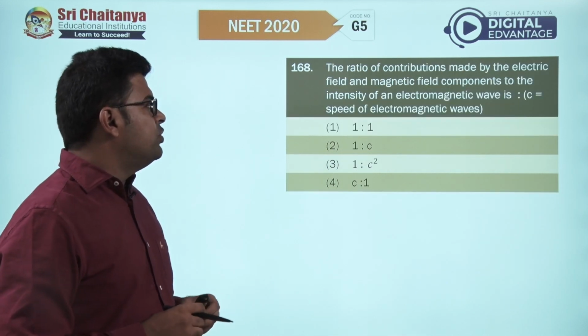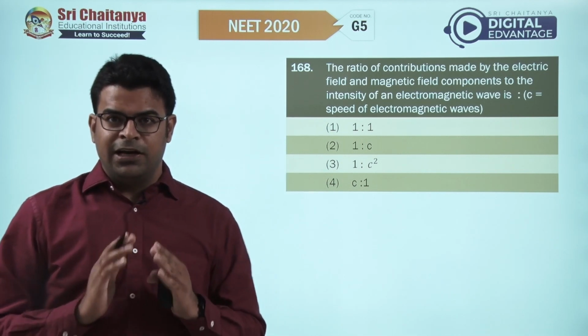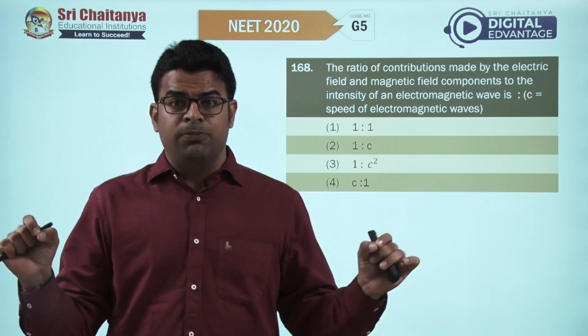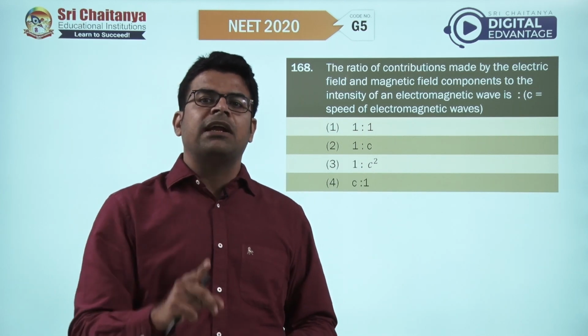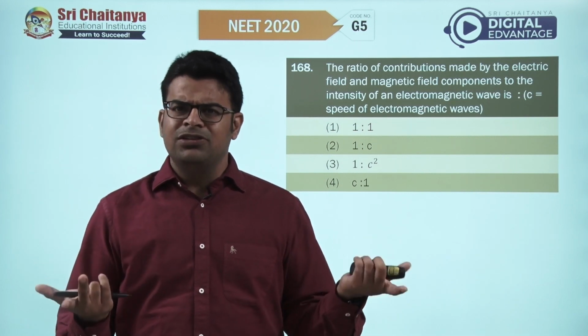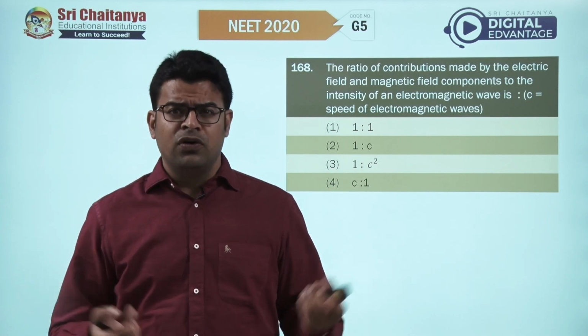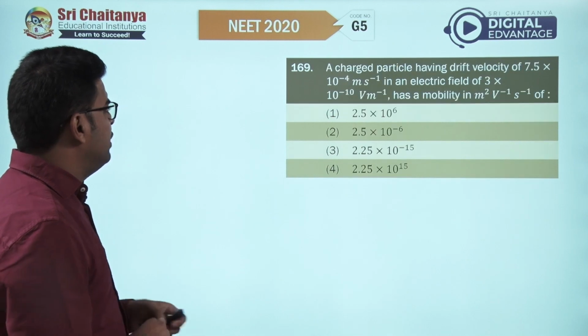The ratio of contribution made by the electric field and magnetic field component to the intensity of electromagnetic wave. Energy is equally split in the form of both electric field as well as magnetic field. Both contribute equally to the energy of EM wave. That's why the energy ratio has to be simply 1:1. You don't need to solve anything. The answer is option number 1. Next question, question number 169.